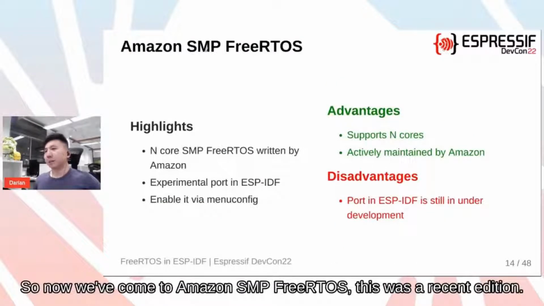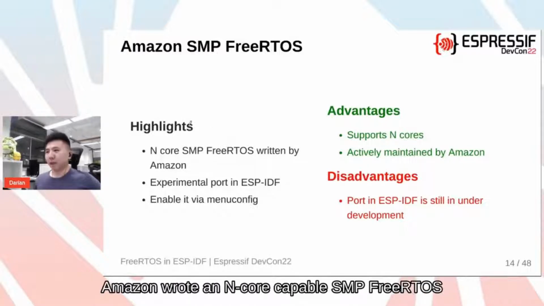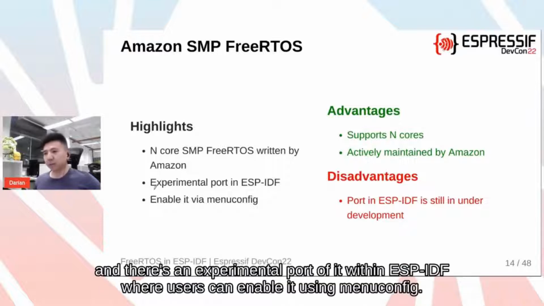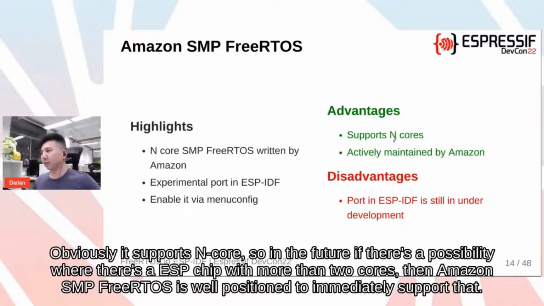So now we've come to Amazon SMP FreeRTOS. This was a recent addition. Amazon wrote an N-core capable SMP version of FreeRTOS, and there's an experimental port of it within ESP-IDF that users can enable using menuconfig. So what are the advantages? Well, obviously it supports N cores. So in the future, if there's an ESP chip with more than 2 cores, then Amazon SMP FreeRTOS is well positioned to immediately support that.